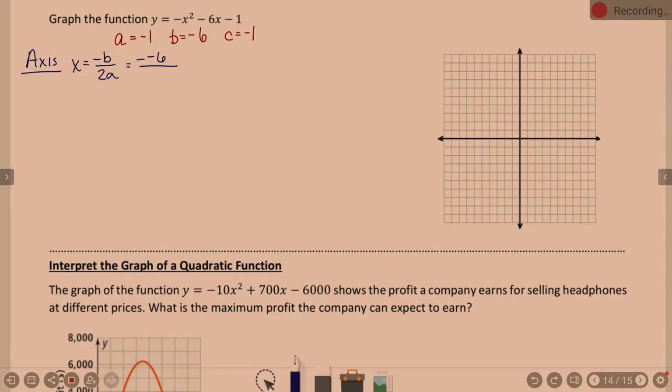Negative of negative 6? Man, every b I've given you guys has been negative. I should have thought this through differently. Over 2a, so 2 times negative 1. Well, the opposite of negative 6 is positive 6. 2 times negative 1 is negative 2. 6 divided by negative 2 is negative 3. So I have an axis of symmetry, x equals negative 3. Now what?